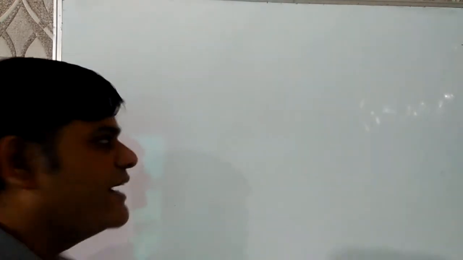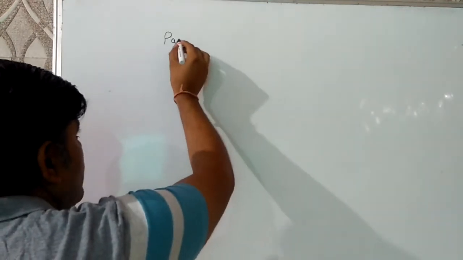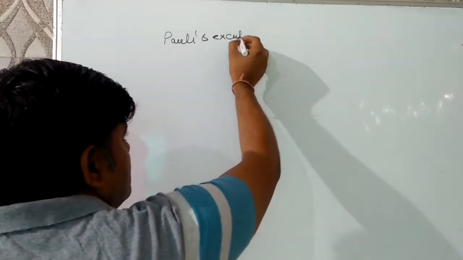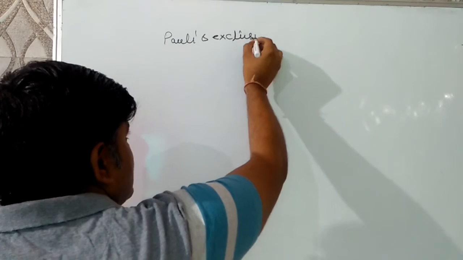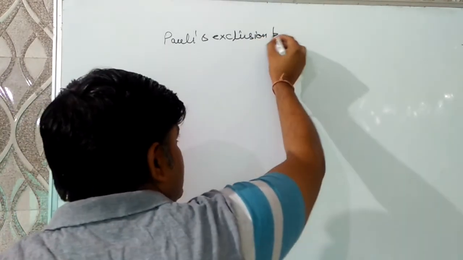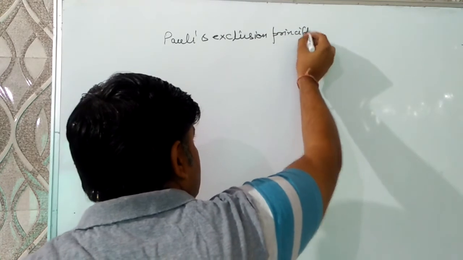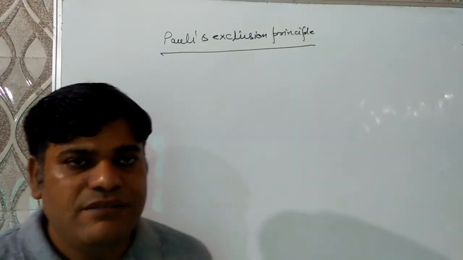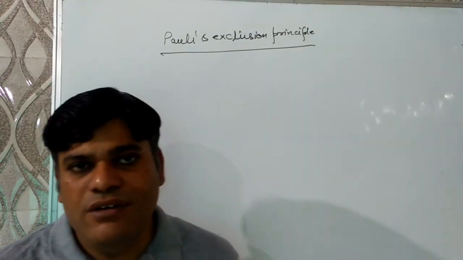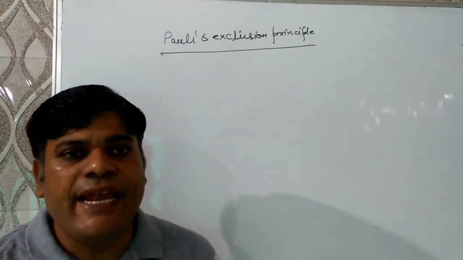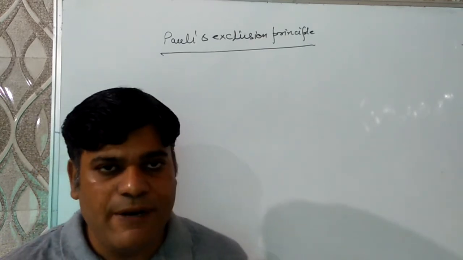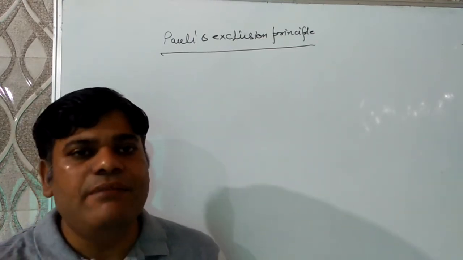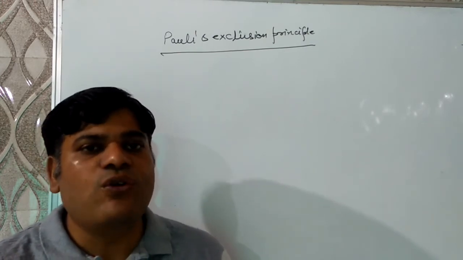Now, the second rule to write down the electronic configuration is Pauli's exclusion principle. Very important one. According to this principle, no two electrons in the same atom can have the same set of all four quantum numbers.